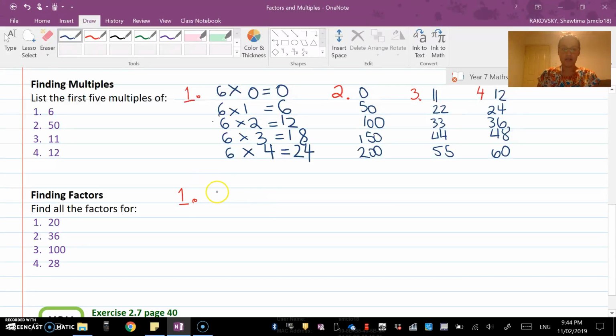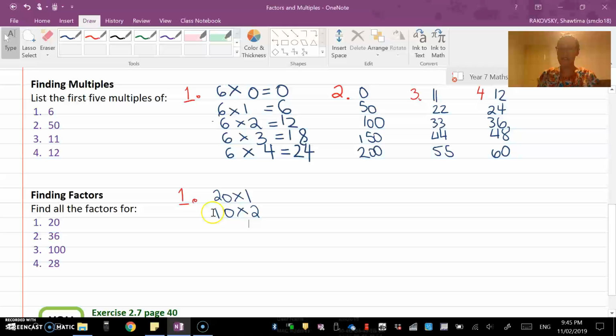So when I think about 20, I can break it into 20 times 1. Yep. And then the next one would be 10 times 2. Now, I'm thinking about it as anything multiplied by 1 is itself, and 20 is an even number, so I can divide it by 2.